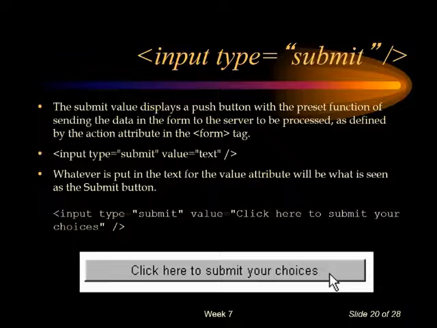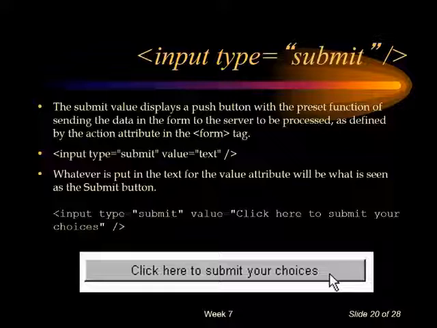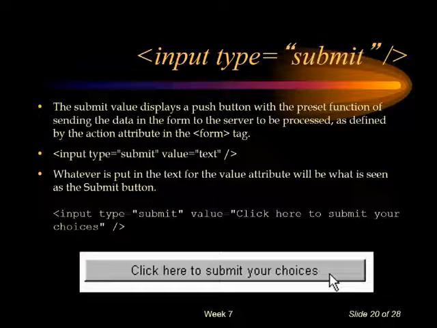Input type equals submit is used anytime that you want the data to be sent to the computer script for processing. So the way that the syntax is done for this is input type equals submit, value equals, and then whatever you want the push button to say. And when the visitor clicks that push button, all of the data they had filled out in the form will be sent to the computer script found in the action attribute using the method that was selected in the method attribute for the form tag.